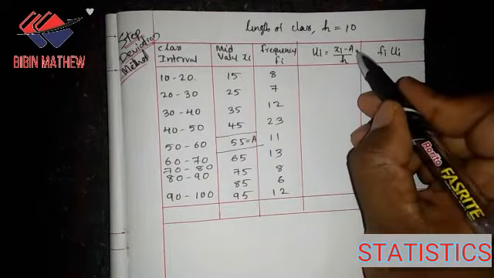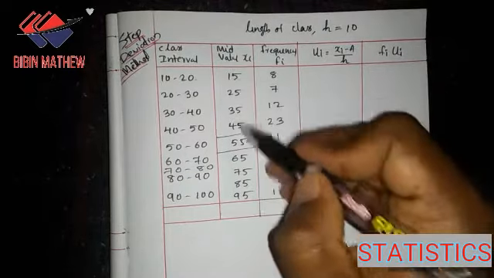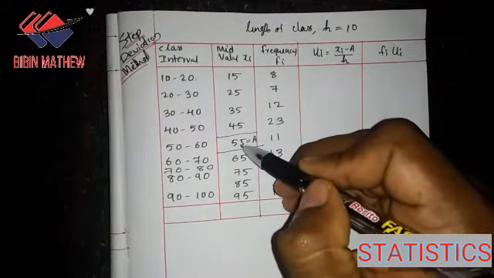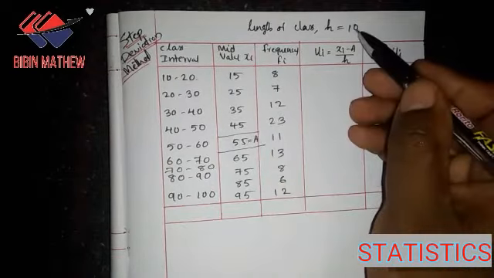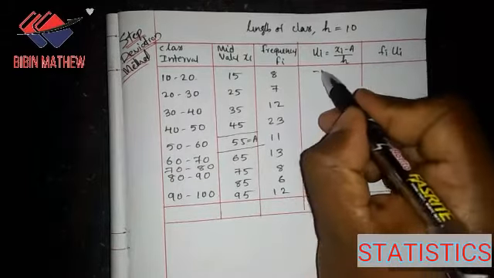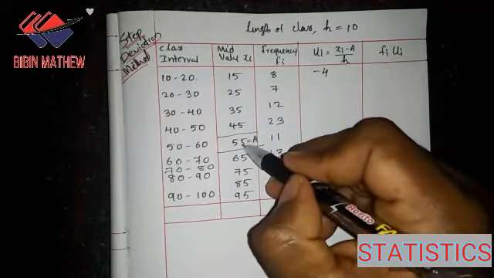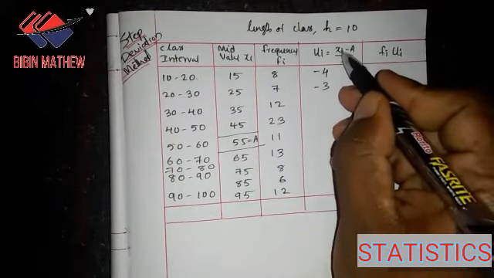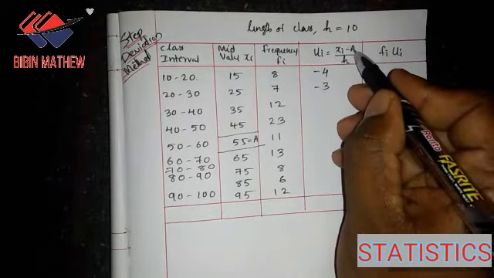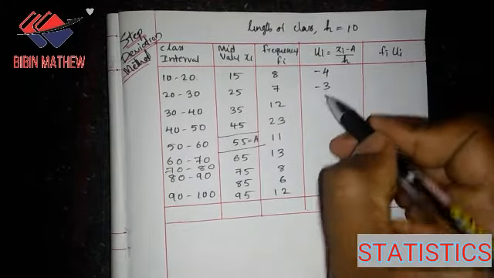Look here, xi minus a divided by h. So here it is xi minus a. Tell me, 15 minus 55, it is minus 40. Minus 40 divided by 10, minus 4. Next one, 25. 25 minus 55, minus 30. Minus 30 divided by 10, minus 3. See, here you have to do xi minus a, then divide that answer by h and write it here, that is why it is minus 3.